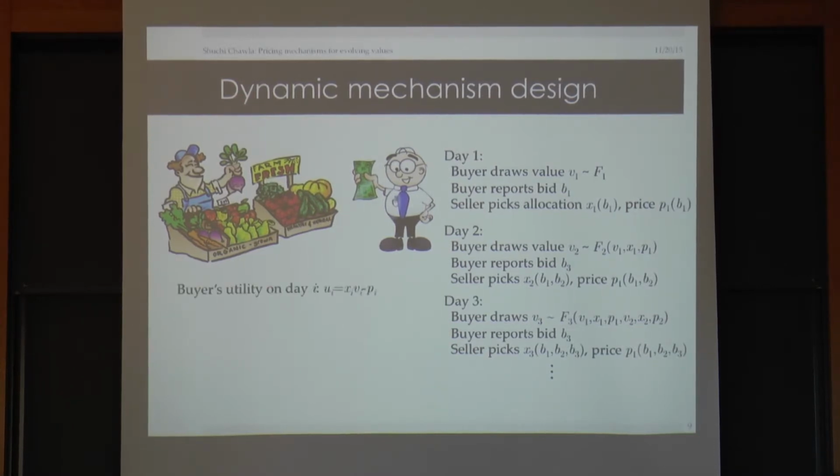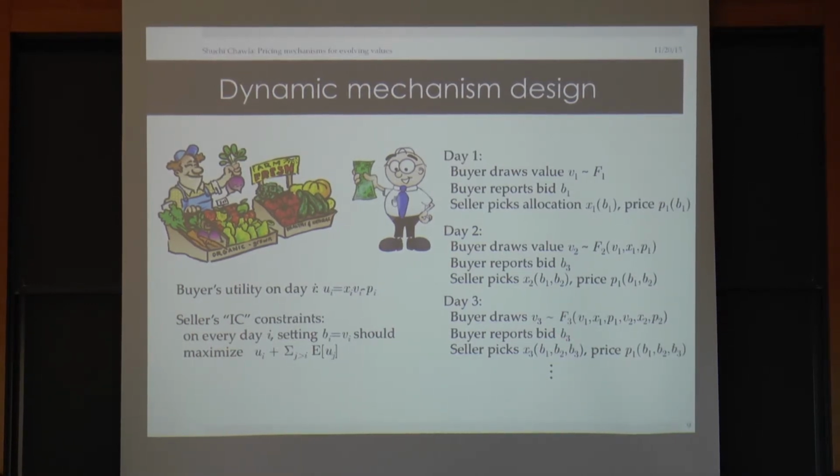Okay, so once again, we're going to assume that the buyer's utility on day i is the probability that he gets the piece of fruit times his value minus the payment that he makes. But this time around, when the buyer thinks about what bid to report on a particular day, let's say on day 3, he's not only going to think about how it affects his utility on that particular day, but also what effect this could have on his utility on future days, because his bid today is going to potentially affect what the seller does on future days.